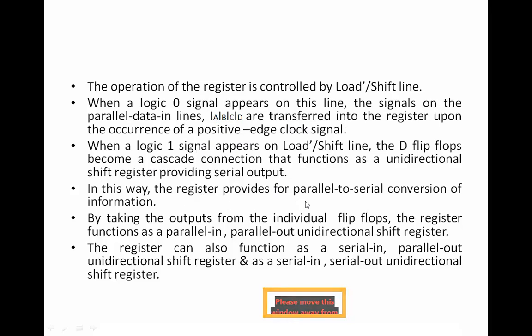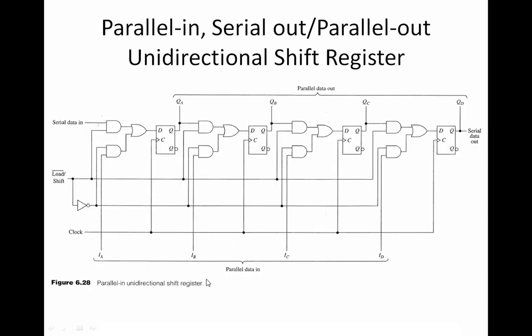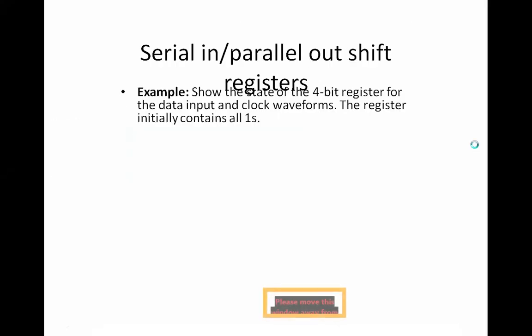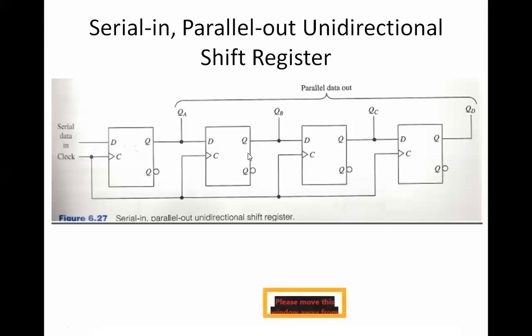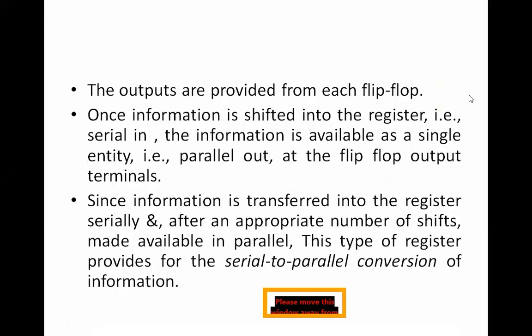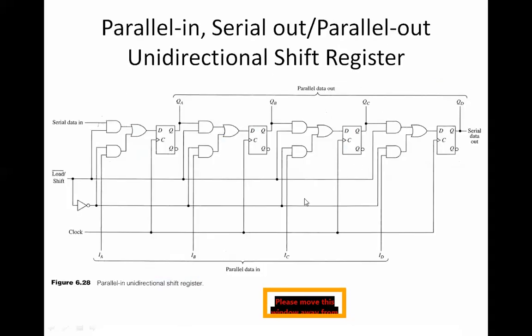In this way, the register provides parallel to serial conversion. So how is this parallel to serial conversion? It can take parallel inputs here and it can give me serial output here. In the previous one that we saw, it can actually do the reverse. It can take serial data inside and give us parallel data outside, right? So this is just the reverse, parallel in, serial out, or even parallel in, parallel out. So multifunctional circuit.